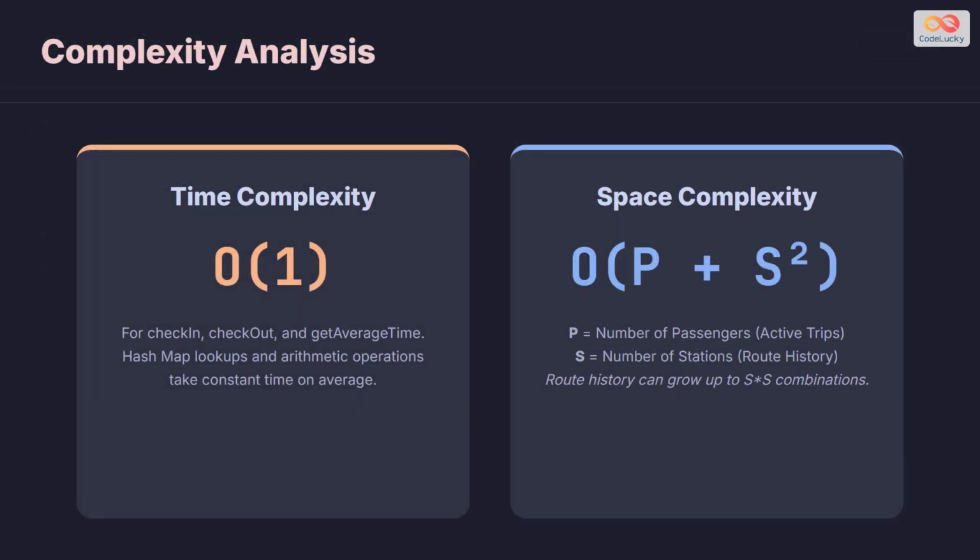This approach is highly efficient. All operations, check-in, check-out, and getAverage, run in constant time, or O of 1, because hash map lookups are instant. The space complexity depends on the number of active passengers and the number of unique station-to-station routes.